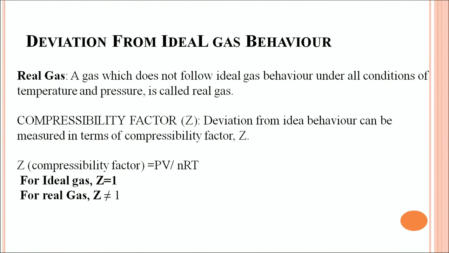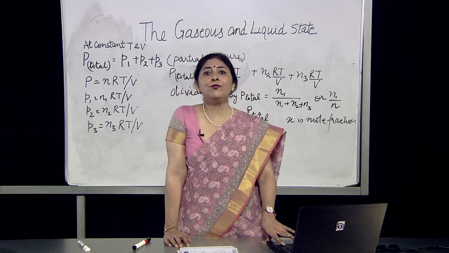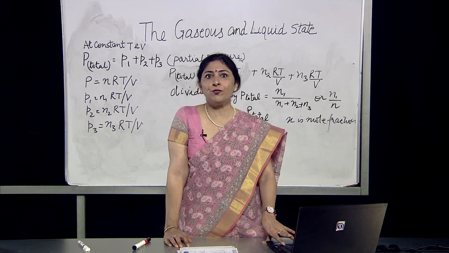Here, we can explain this with the factor which is known as the compressibility factor. Deviation from the ideal behavior can be measured in terms of the compressibility factor. So when we say PV upon nRT, that is from the ideal gas equation, it is equal to Z. For the ideal gas, Z should be equal to 1. This should be unity, so we can get a straight graph. But real gases do not follow the ideal gas behavior and they do not show the value equal to 1.